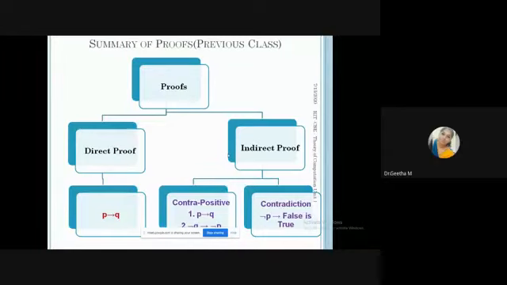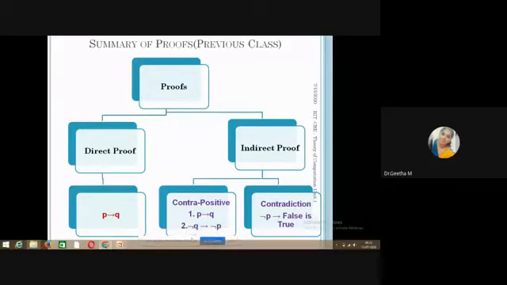So the form of direct proof we have seen is: if the given statement P is true, then we want to prove that the given statement Q is also true. This is the form of direct proof. In the indirect proof, there are two categories available. One is contrapositive, another one is contradiction.